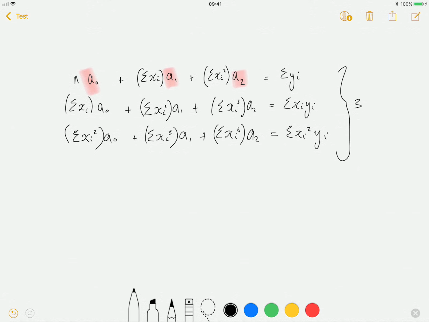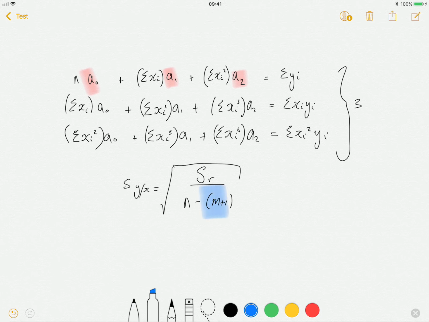And for the mth order polynomial, the standard error, s y over x, is equal to the square root of the sum of the square of the residuals divided by n minus (m plus 1), because we are losing m plus 1 degrees of freedom. So let's have a look at this with a problem.